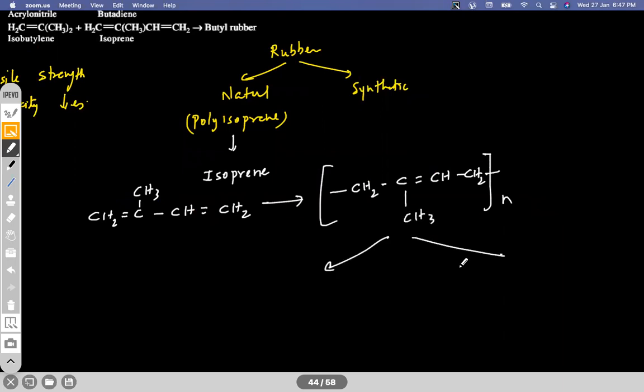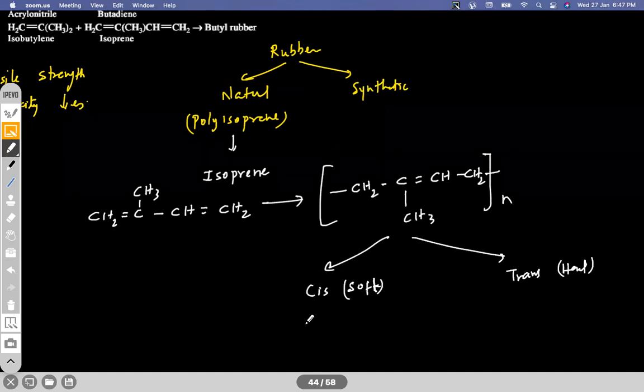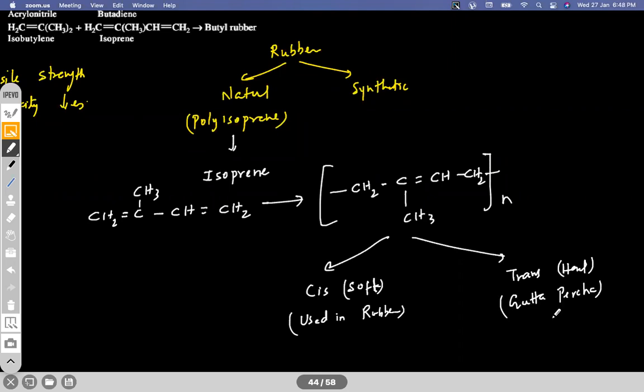Obviously, across this double bond, geometrical isomerism is possible, so you get two GI here, cis and trans. Cis is soft and trans is relatively hard in nature. The cis form of this monomer is used in rubber, and the trans form is used to prepare gutta percha. Dentists use this gutta percha for RCT, root canal treatment. It's a stick, very similar to a toothpick. Okay, this is the rubber we have.